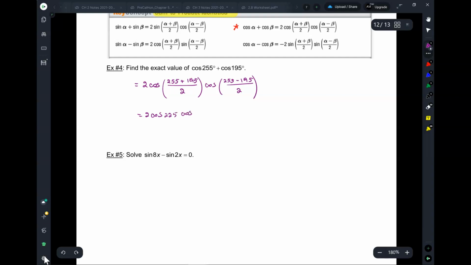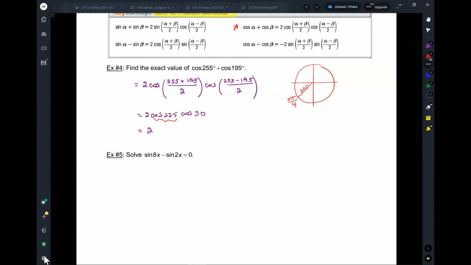Cosine, guess how much that one is? 255 minus 195, that's 60, over 2, 30. So this is 2 times... Oh my God, 225, that's a special angle. You know that by its radian name. Where's 225, guys? Here. That's 5 pi over 4. 225, aka 5 pi over 4.